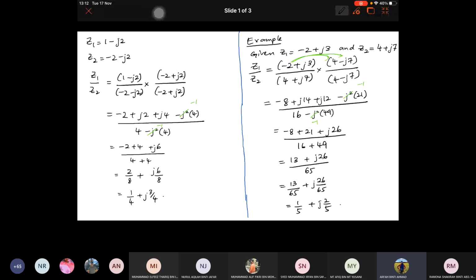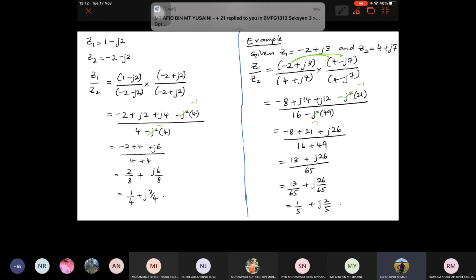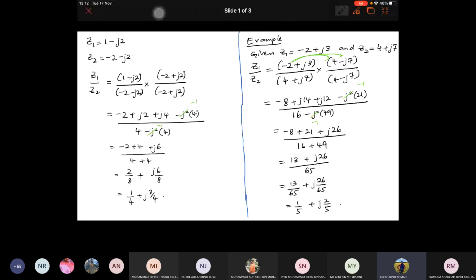So dapat yang lain? So this is the final answer for Z1 divided by Z2. Dapat. So harapnya yang lain-lain pun dapat. Saya bagi masa sekejap siapa yang nak tengok, nak salin.